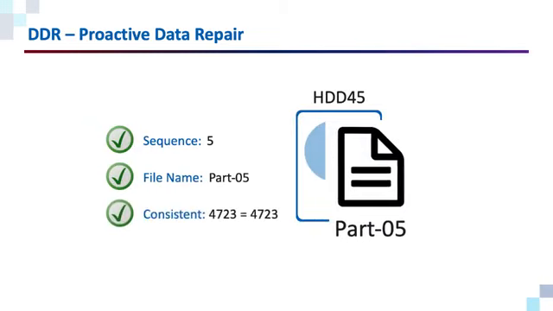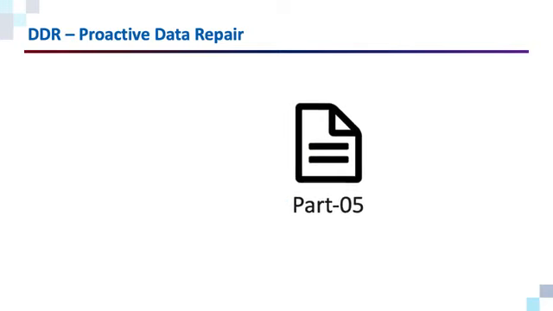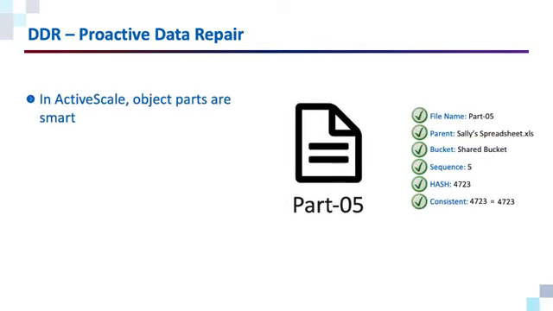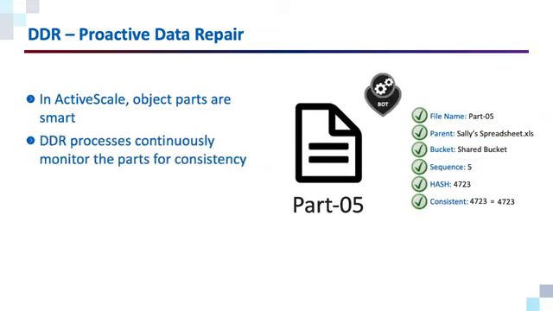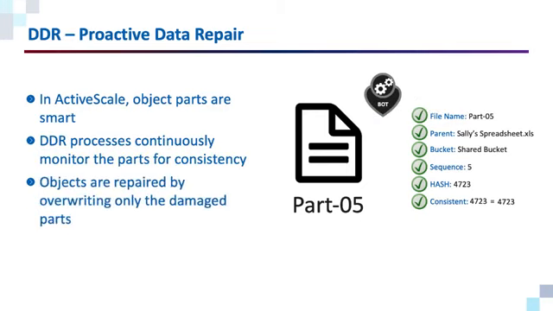Quick review. In ActiveScale, object parts are smart. They have metadata. DDR is the out-of-band processes that continuously monitor the parts for consistency. And objects are repaired by overriding only the damaged parts.